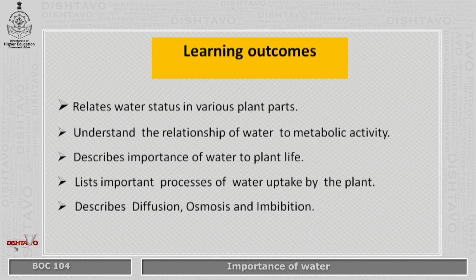Learning outcomes. You would be able to relate water status in various plant parts, understand the relationship of water to metabolic activity, describe the overall importance of water to plant life, and list important processes by which water is taken up by the plant and describe these processes like diffusion, osmosis and imbibition.